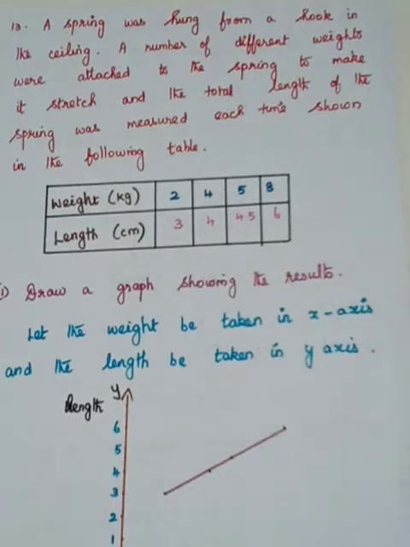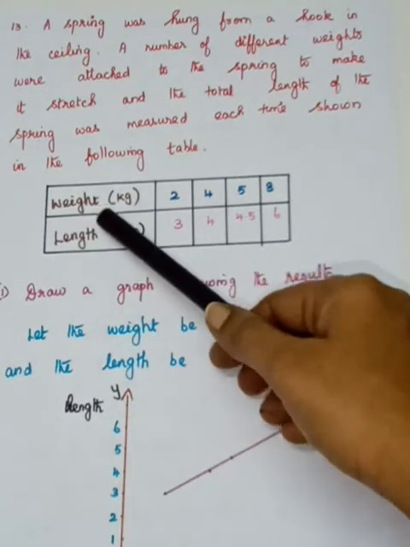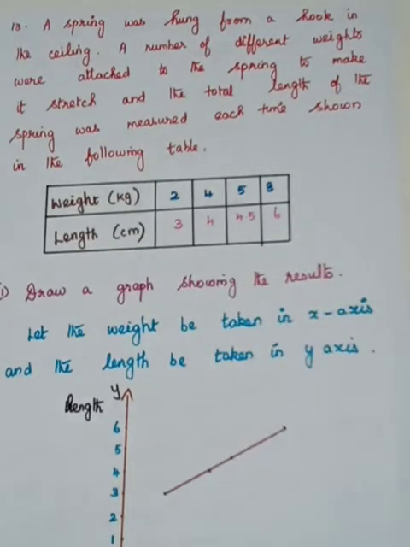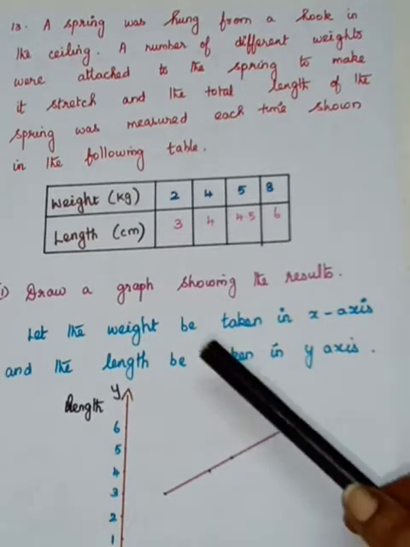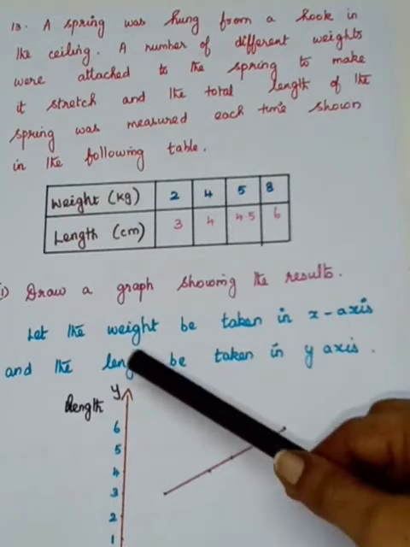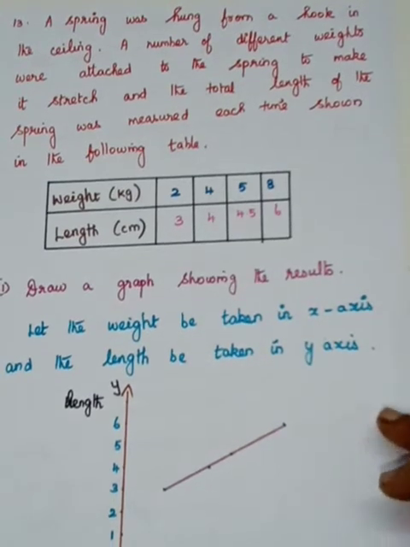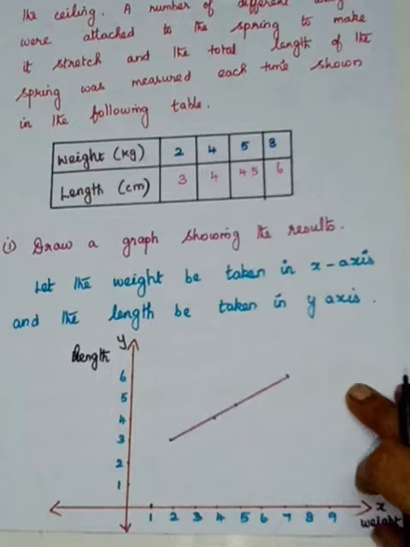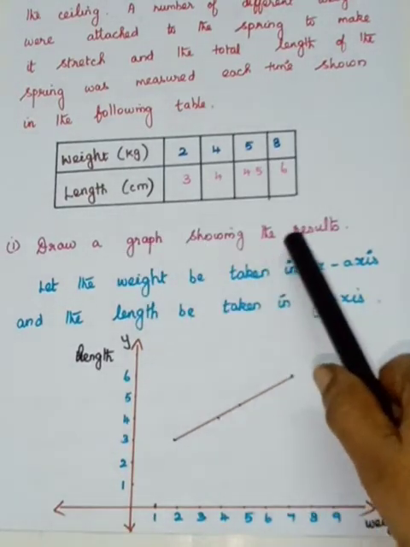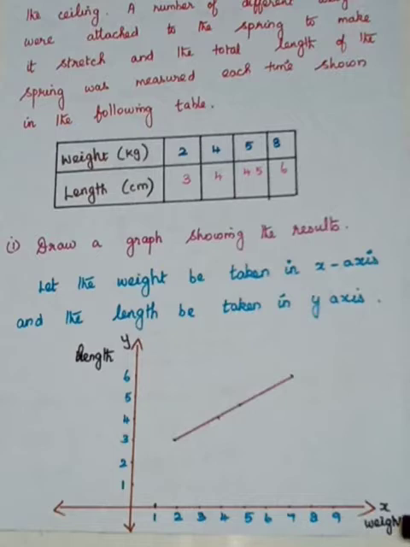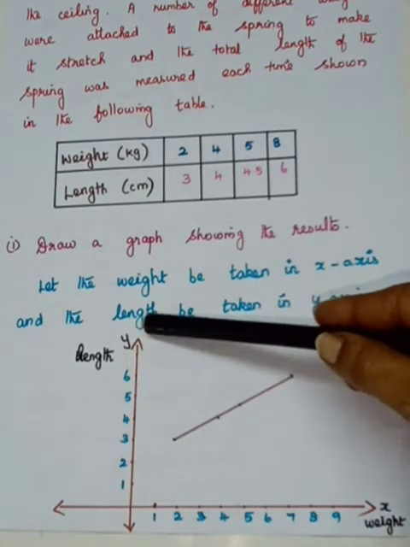According to the weight added, the spring will stretch more, isn't it? So the length will become more. So according to the weight, the length will change. So the length of the spring depends on the weight. So x has to be taken as weight and y has to be taken as length of the spring. There are 4 subdivisions. See the first subdivision, draw a graph showing the results. So on the x-axis I have taken weight and on the y-axis length of the spring.